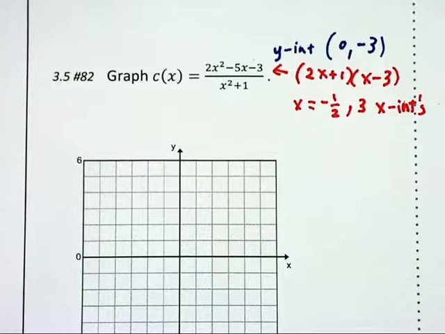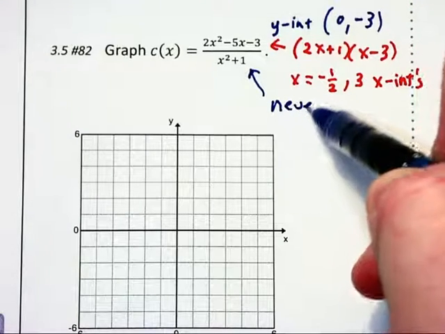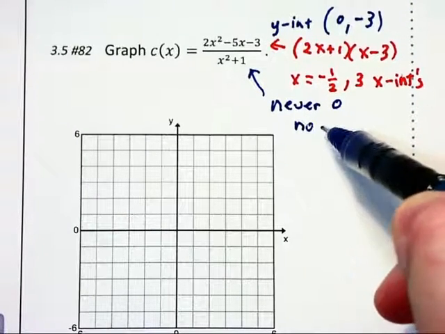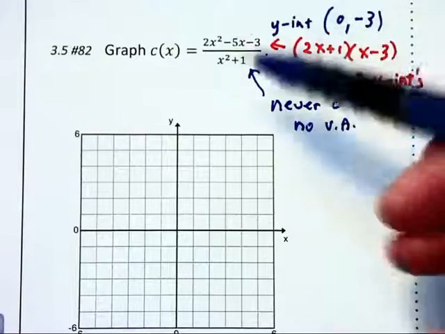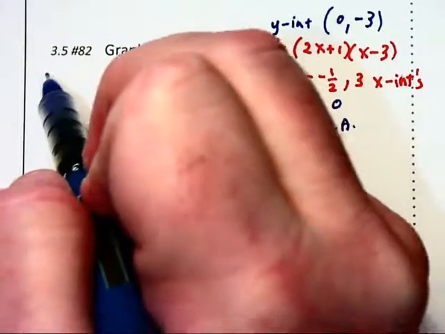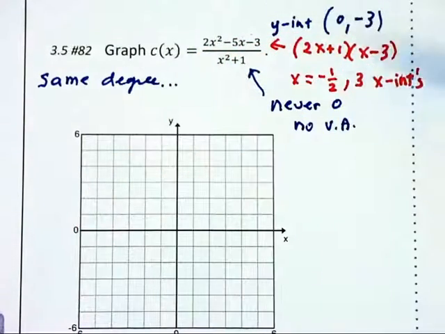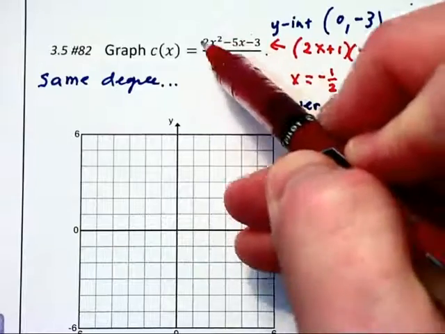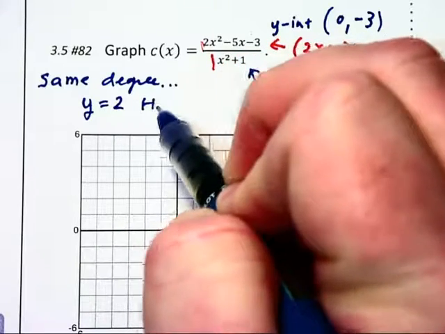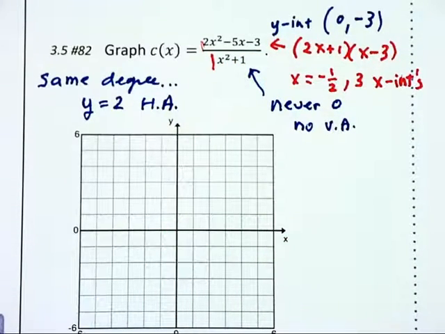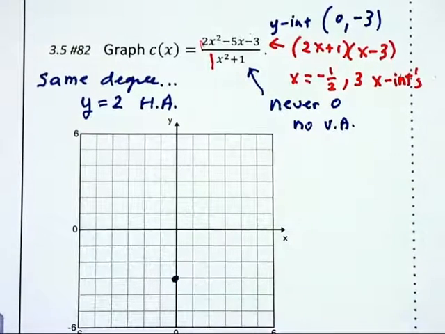We then look at the denominator. When is the denominator equal to 0? Well, the answer is this is never 0, and that means there is no vertical asymptote. We then look at the degrees. We have x squared and x squared, so we're going to have the same degree, and that tells us to look at the ratio of the leading coefficients, and in this case we have 2/1, so y = 2 is our horizontal asymptote.